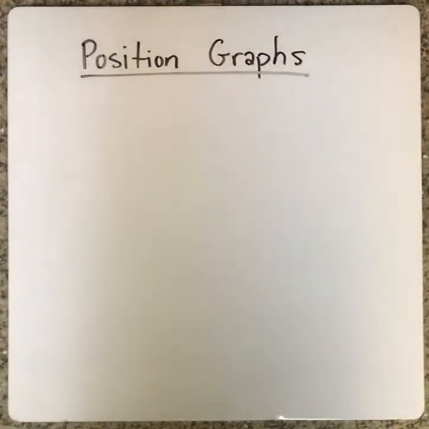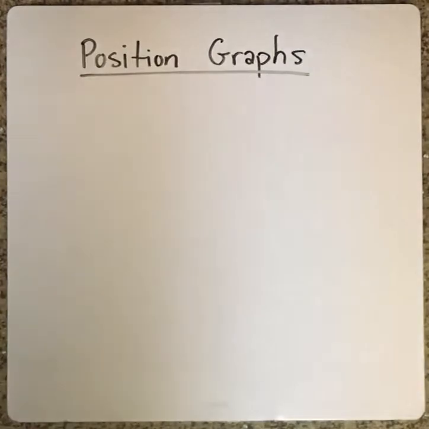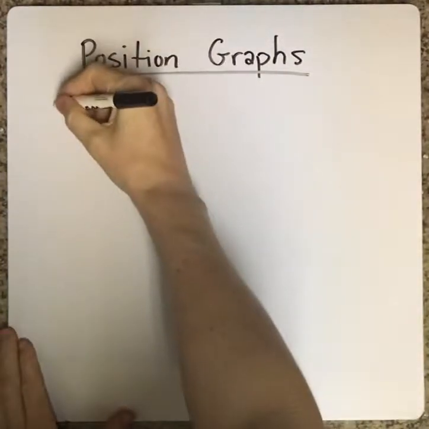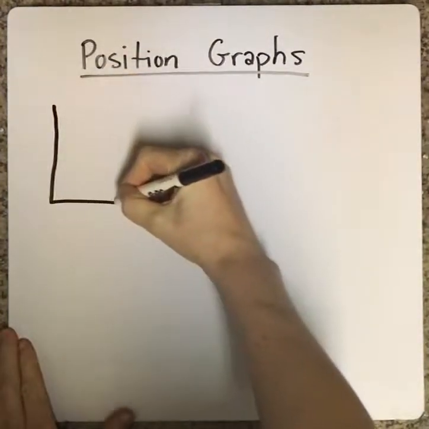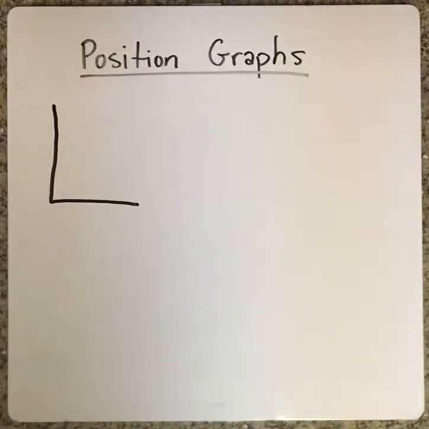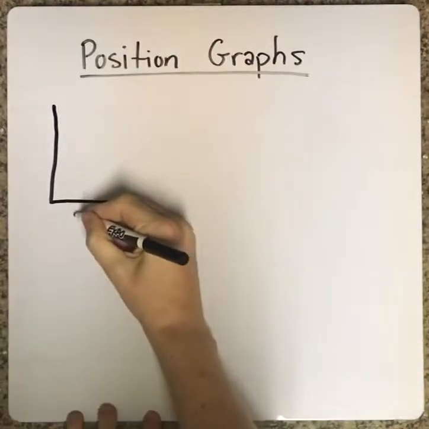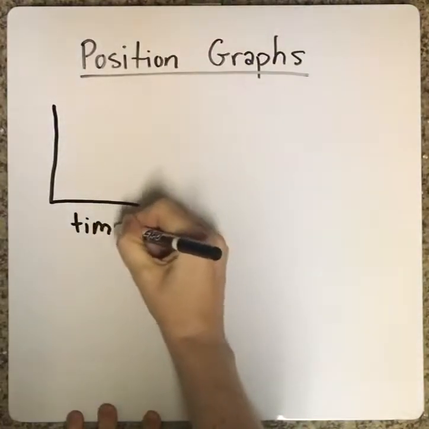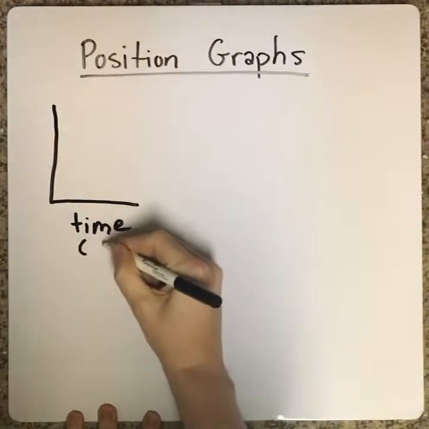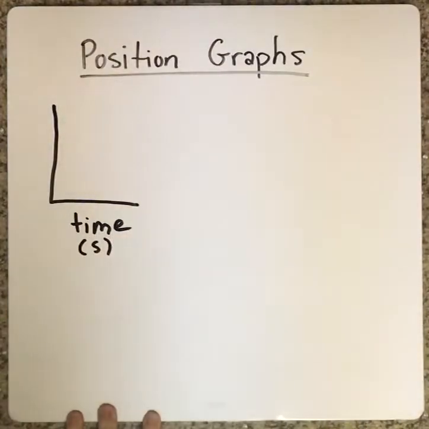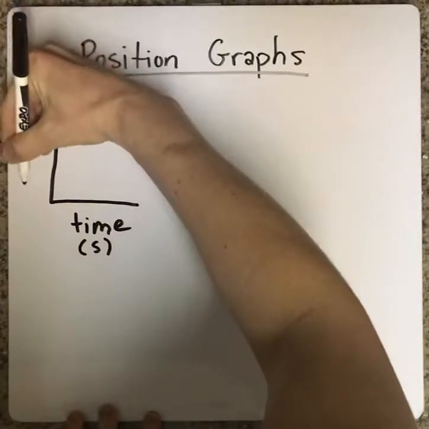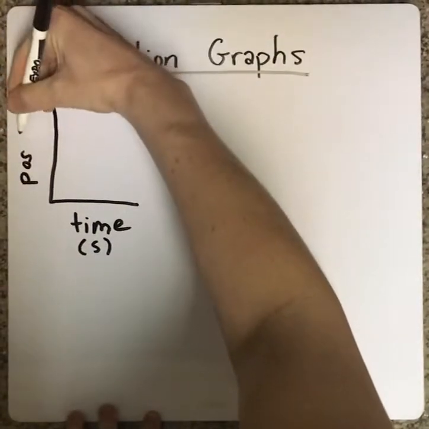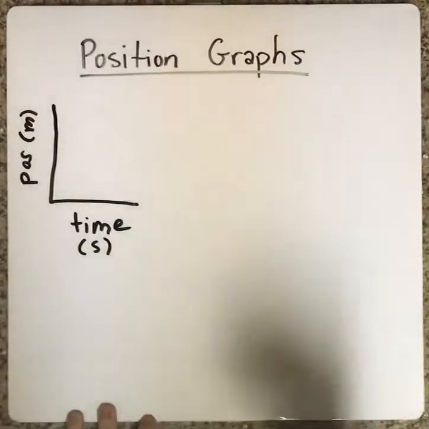We are going to review the basics for how to interpret a position graph. On a position graph, we usually only draw quadrant 1. That's the positive quadrant, and that's because time is positive, and in this class, position is always positive. The bottom axis is time, which means it's usually being measured in seconds, and the side axis is position, which means it's usually measured in meters.